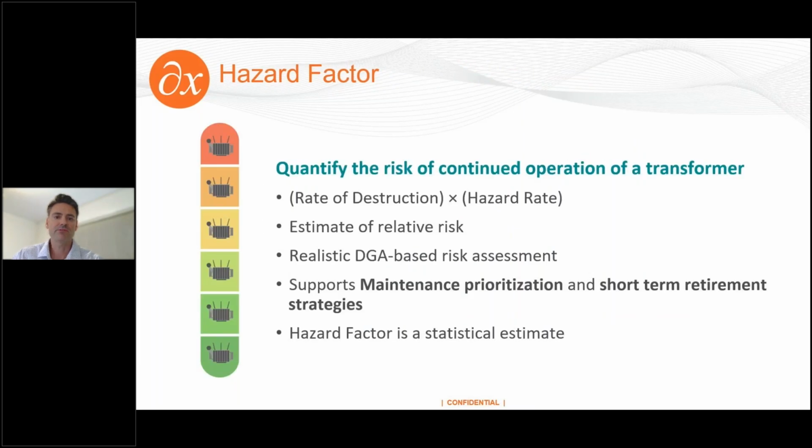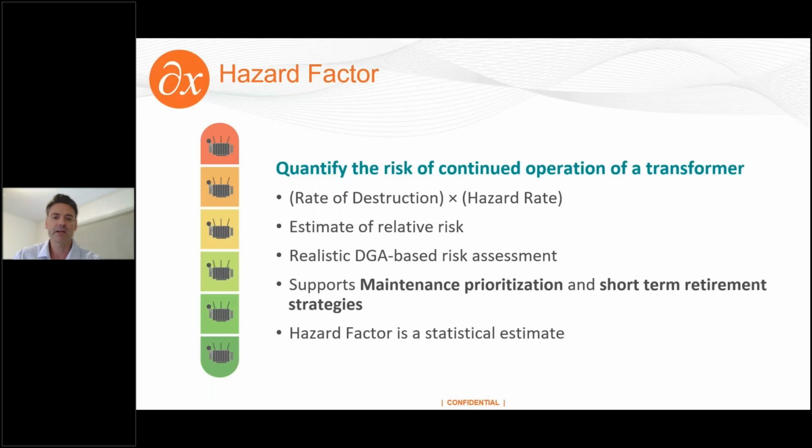So hazard factor is an analytic that helps quantify the risk of continued operation of a transformer should gassing continue. So hazard factor is actually the rate of destruction of insulating material. This is the NEI, or rate of increase, multiplied by the hazard rate. And we call this the how much do I care factor at any given gassing point. So hazard factor balances the rate of increase and the hazard rate in order to avoid panic-based false alarms.